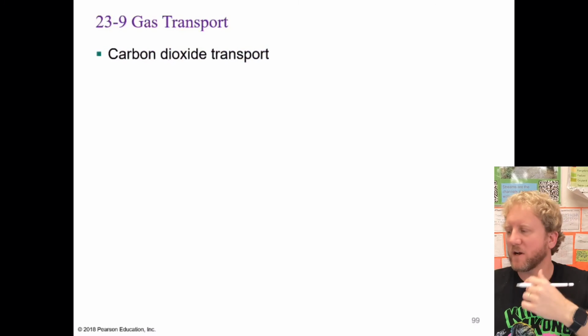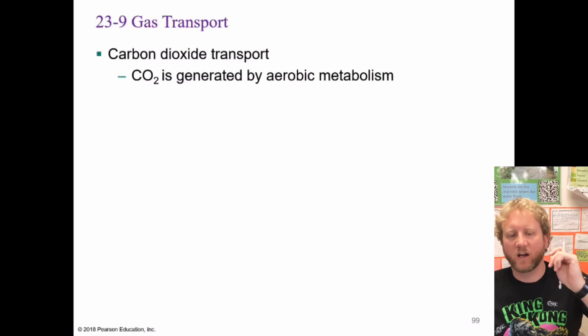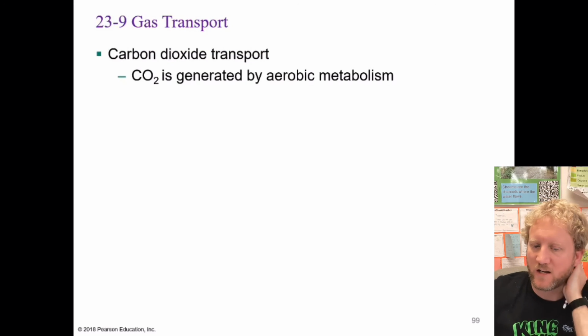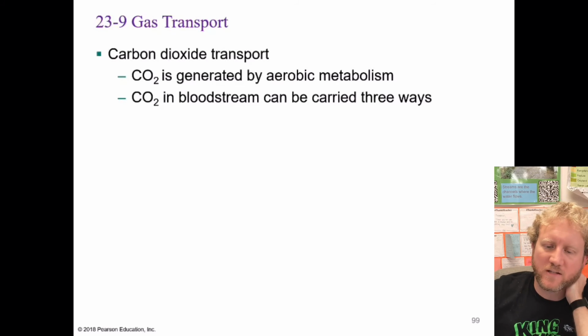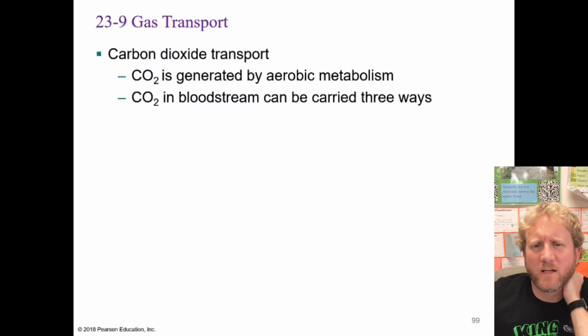Carbon dioxide transport. Carbon dioxide is generated in aerobic respiration. I kind of talked about this a little bit. Maybe I'm talking about it here and we didn't talk about it in the blood videos or something like that. I don't know.